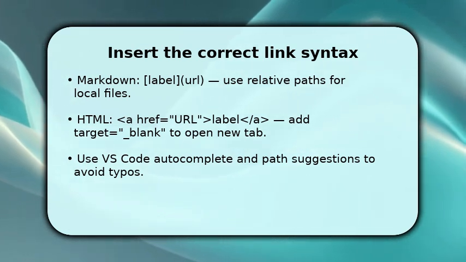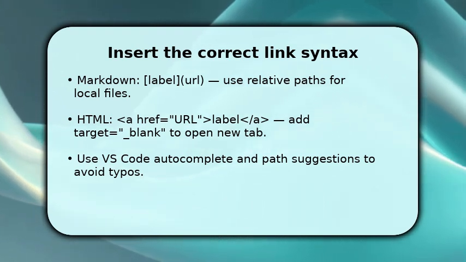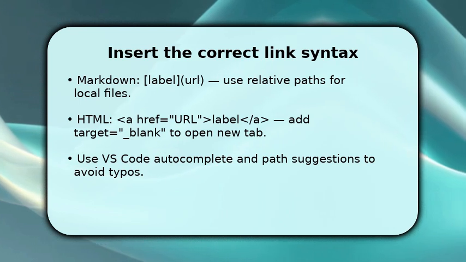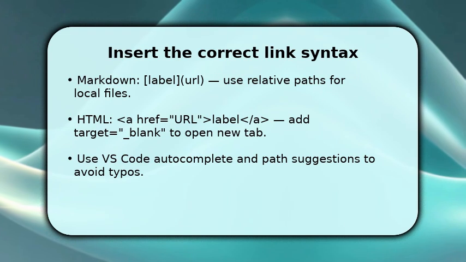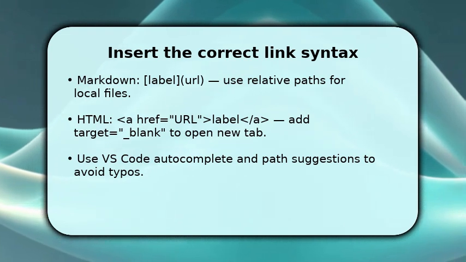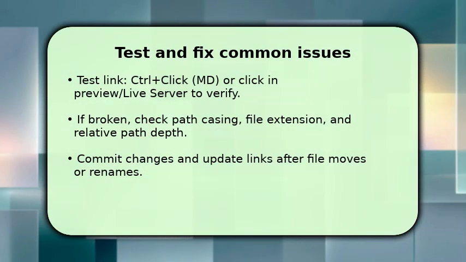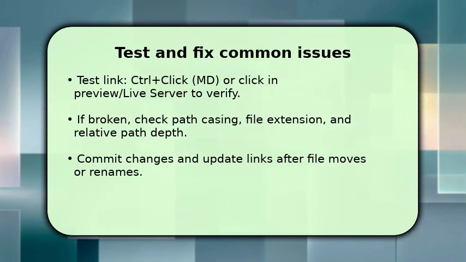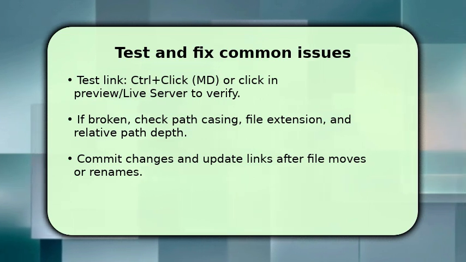Use VS Code's path autocomplete and file suggestions to pick the correct file name. This prevents simple typos. If you want the link to open in a new tab, add target equals blank in HTML. Save the file and watch the preview update to confirm the link appears correctly. Finally, test your link by Ctrl+click in Markdown or clicking it in the preview or live server. You should land at the target.